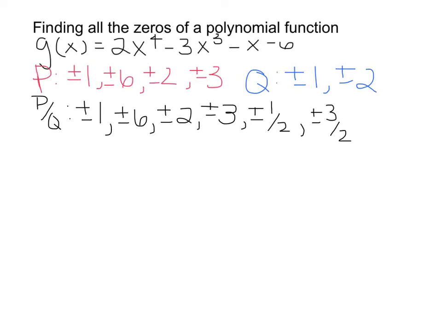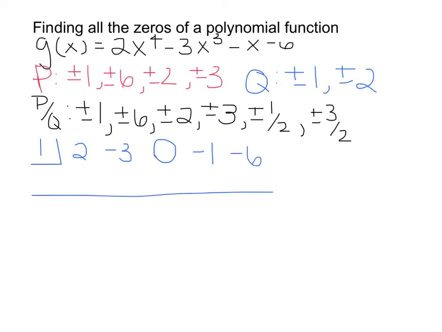Okay, and now we're going to do synthetic division and try to get 0 as our remainder. So I'm going to start with positive 1. So there's a 2 in front of my x to the fourth, negative 3 in front of my x to the third. There's no x squared term, so I need a placeholder, a negative 1 in front of my x, and a negative 6 at the end.